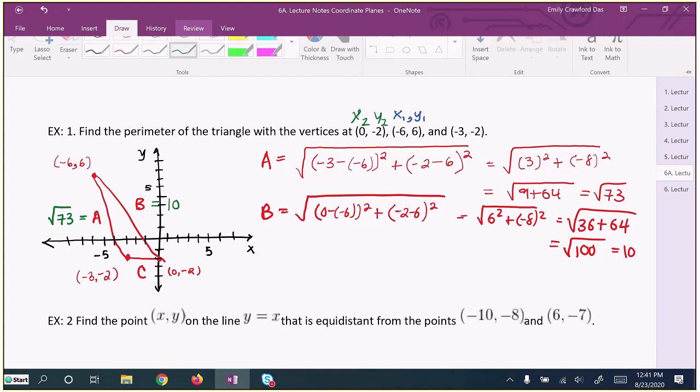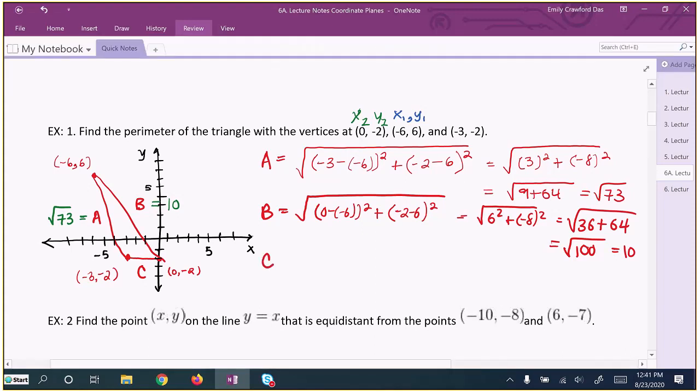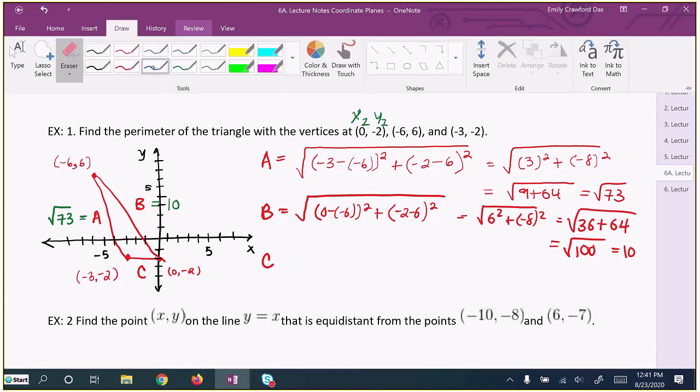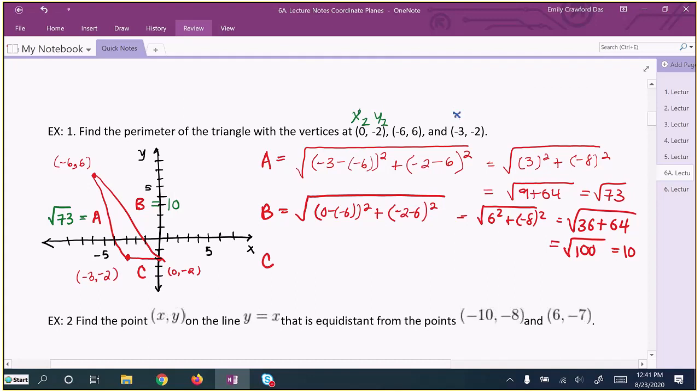Finally, let's do this one more time for C. When we have C, we're finding the distance between -3, -2, and 0, -2. So in this case, I'm going to keep x2, y2, and change -3, -2 to x1, y1. Okay, so then C, plugging into the formula, is equal to one big square root, and inside I have x2 minus x1, so 0 minus -3, everything squared, plus y2 minus y1, which is -2 minus -2, everything squared.